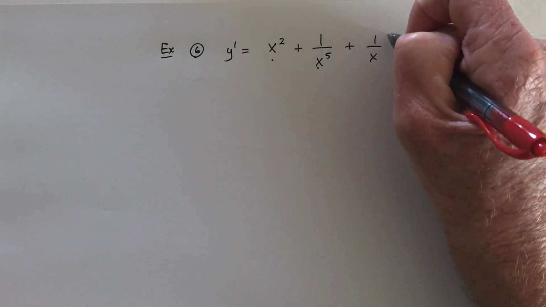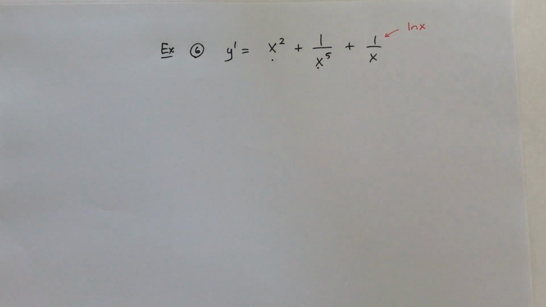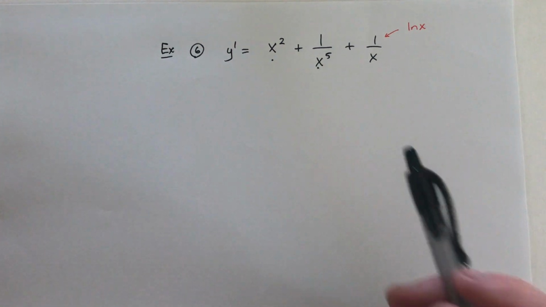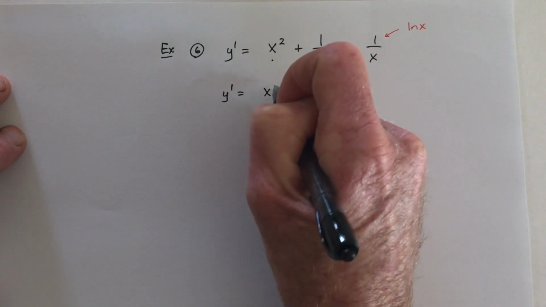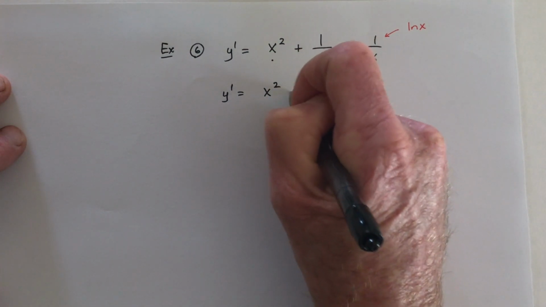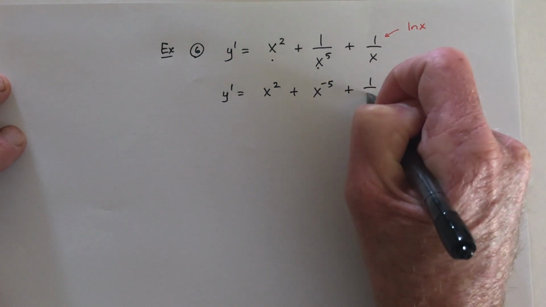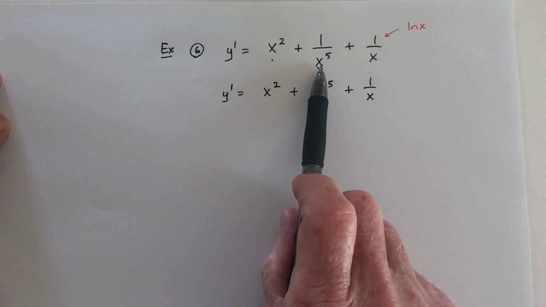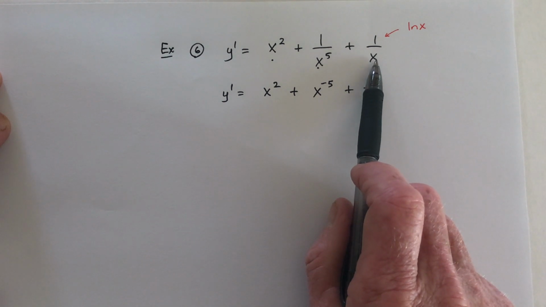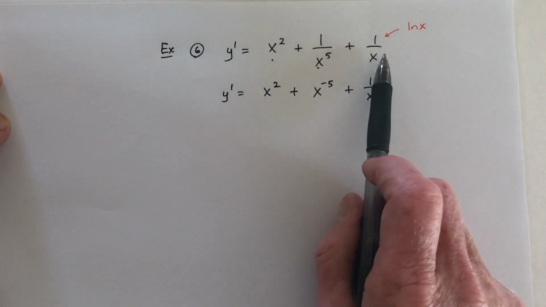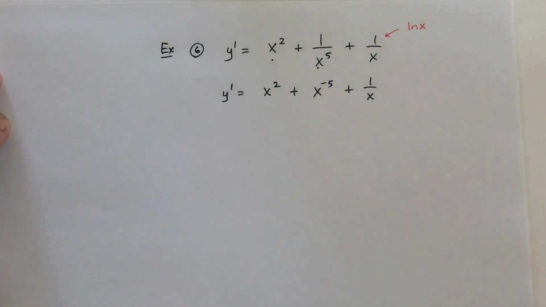So this one right here is sort of a special case because this comes from the derivative of natural log of x is 1 over x. For the middle one, before I start taking the antiderivative, I do need to rewrite it as x to the negative 5. I'm not going to rewrite this one as x to the negative 1 because I know that this one came from the derivative of natural log of x. So whenever it's 1 over x, then that's just natural log of x.